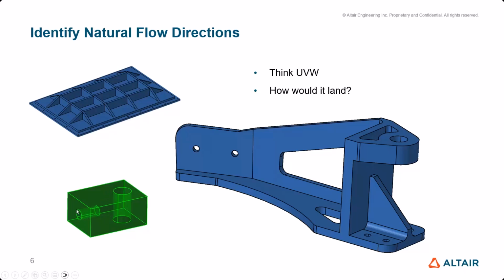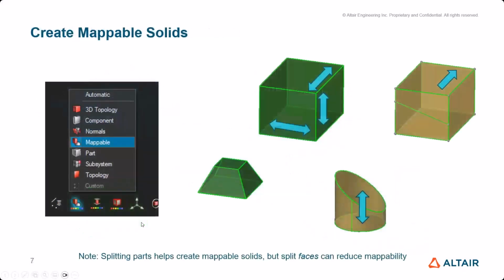And from this, I'll just jump to the next page real quick, because flow directions and mappable solids go hand in hand. If you're not familiar with the terminology, mappable solids is what we refer to in HyperMesh as the foundation of hex meshing, really. It's a way of categorizing whether solids can be meshed in three directions. Like a simple cube here, you can imagine you could put a mesh on any one of the faces and extrude it through in the other direction without any issues.